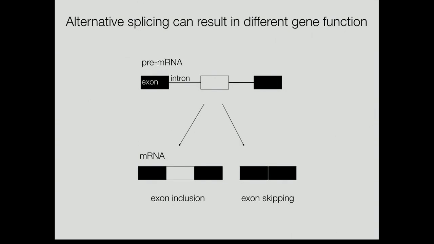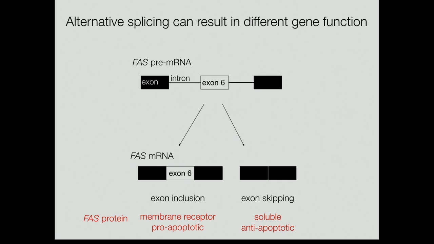So briefly, what is splicing and alternative splicing? Essentially every gene in the human genome is alternatively spliced. Genes start out as pre-mRNA, and you can either decide to include or skip a portion of that pre-mRNA. Typically, we describe them as exons, so you can have either exon inclusion or exon skipping. And these different decisions can actually have a functional effect on the gene.